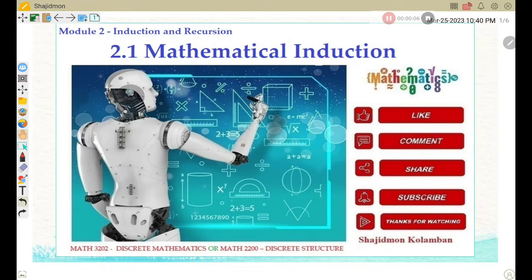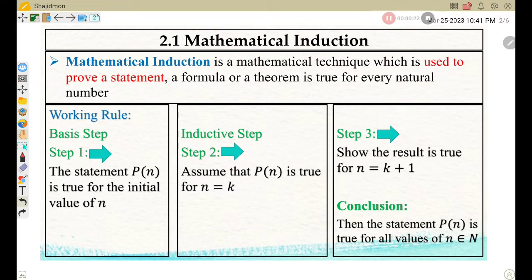In this recorded class we are discussing the topic mathematical induction from Module 2, induction and recursion. Let's start the content. Here we are discussing a few examples about mathematical induction.